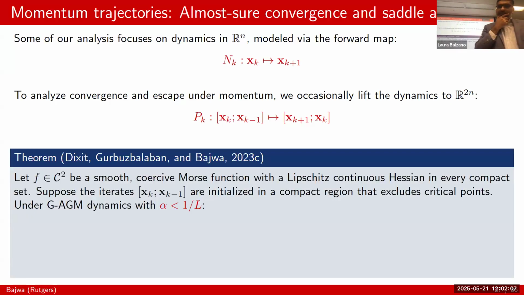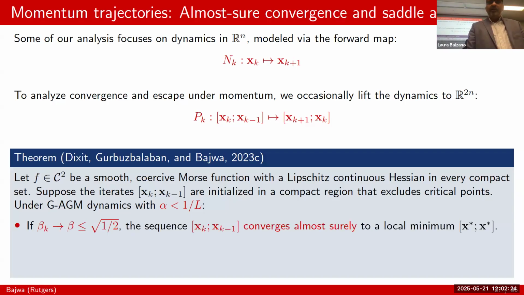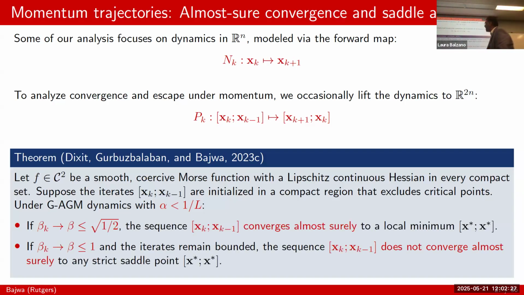The first result we prove is almost sure non-convergence from strict saddles for accelerated methods. These are general methods; the functions don't have to be non-convex, and it doesn't have to be heavy ball. In the following two cases: first of all, we show that if beta k converges to beta, which is less than square root of 1 by 2, then in the 2n dynamics, under the pk linear dynamical system, we converge to a local minima, and almost surely we do not converge if beta k converges to beta, which is smaller than 1.